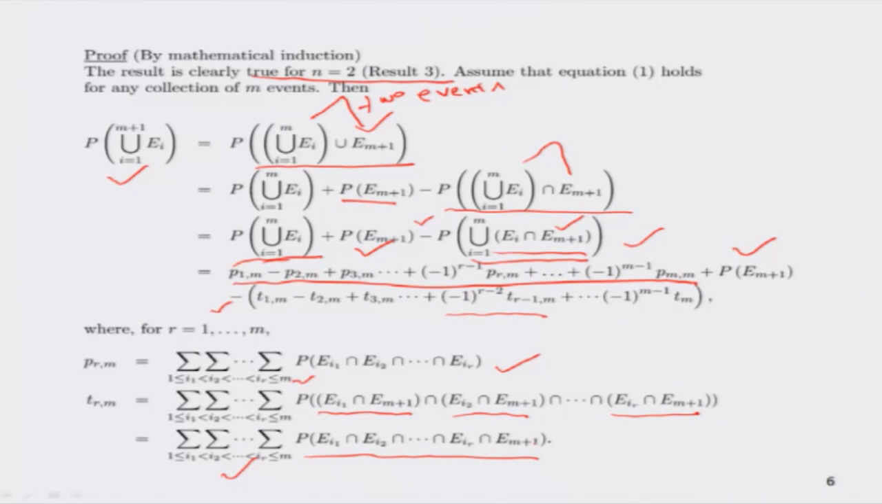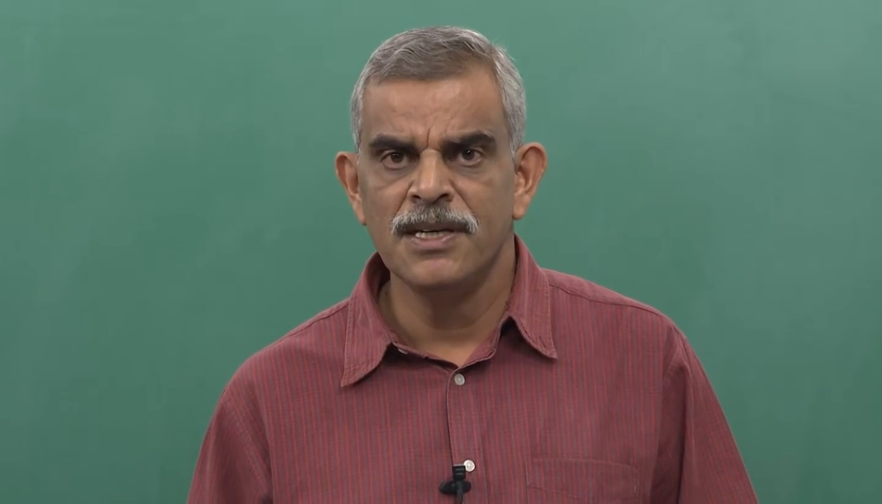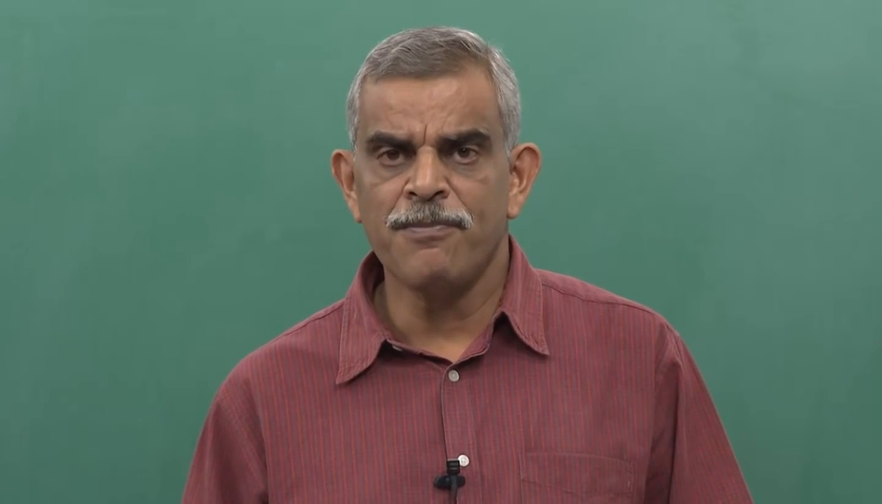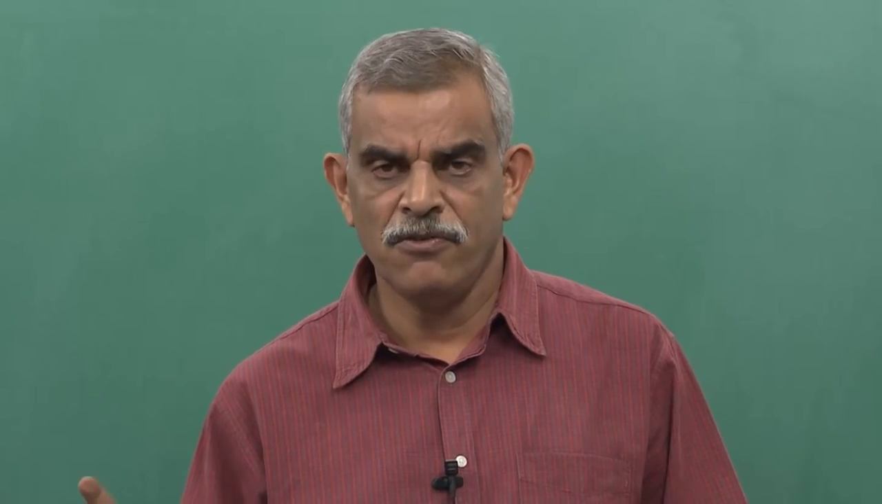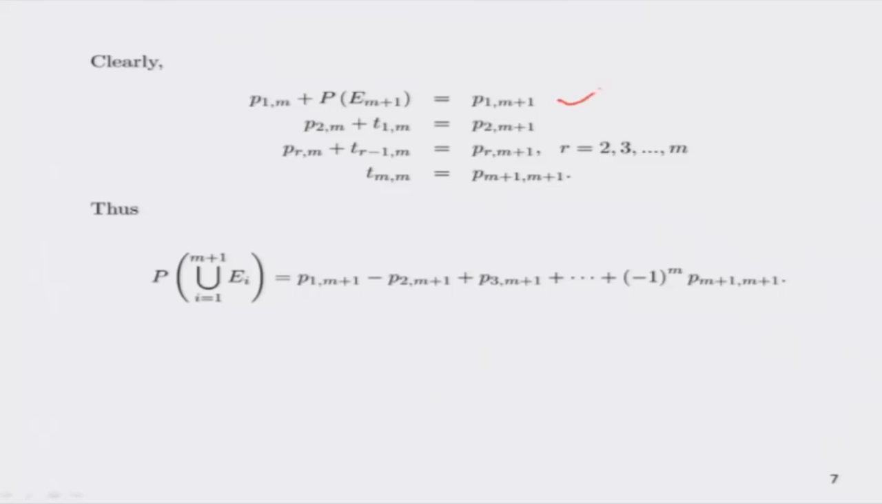So now let us look at what happens to P_1M plus P of E_{M+1}. So this was P of E1 plus P of E2 plus ... P of EM plus P of E_{M+1}. So this becomes P_{1,M+1}. So that means you have M plus 1 events E1, E2, ..., EM, E_{M+1}, and you are taking the sum of probabilities taking one at a time. So this is what P_{1,M+1} becomes.